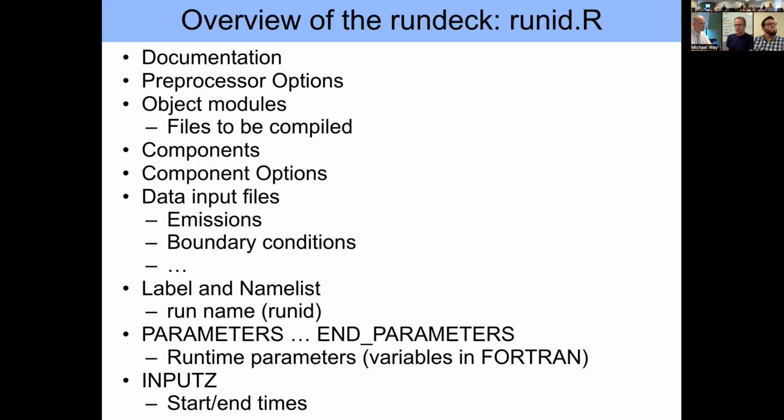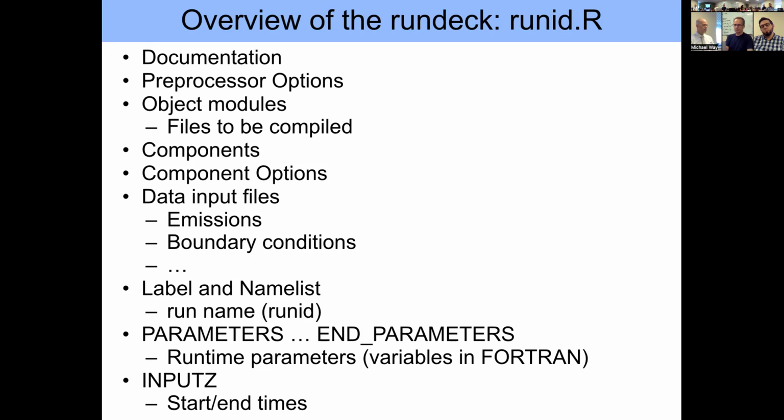Then there is a long part of the rundeck, maybe half of it, which is the data input files. This is essentially everything that the model needs to know where to read in: emissions, boundary conditions, radiation tables, anything that is an input file. If there is a read statement in the model, you need to say where this file is in this data input files section.